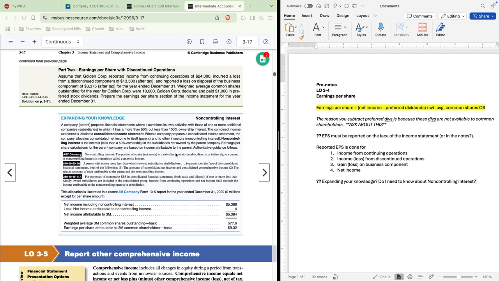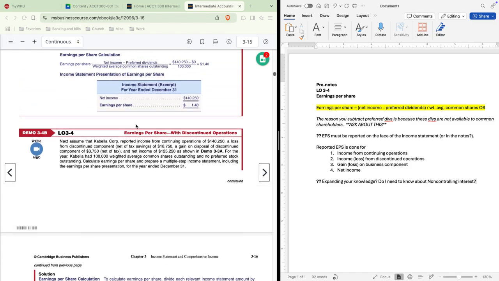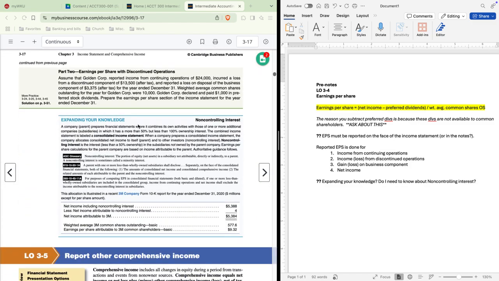Again, this is not in the same font as the regular text. It's in a little box by itself, kind of in a little special box. And it's called expanding your knowledge. So this seems to me to kind of be like an extra something. And so the question I would have for the professor is, these extra things in the textbook, do we need to know that?